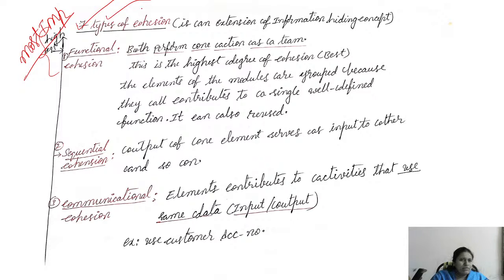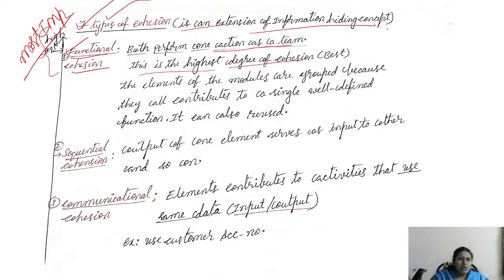What are the different types of cohesion? We will see which is highest, which is best, and which is worst also. It is an extension of the information hiding concept. First one is functional cohesion. What is functional cohesion? Both perform one action as a team. This is the highest degree of cohesion.